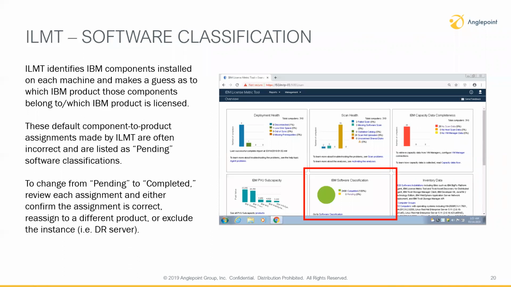Okay, now software classification. This is by far the biggest, most complex part of ILMT. I mentioned before that ILMT will identify the components that are installed on a machine, and it makes its best guess as to which product those components belong to, or which IBM product is actually licensed on that box. The second paragraph I have there, these default assignments are often incorrect, and they're listed as pending inside the software classifications, okay? These here show 0.